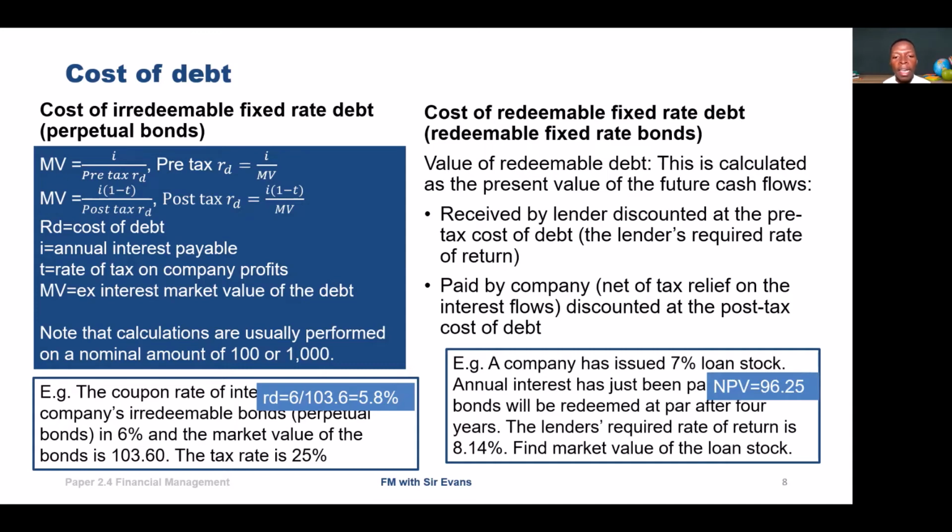So for the second example, as I mentioned, we are finding the present value of the various interests that are payable. So it is 7% loan stock, so the interest there is 7%. We find the interest over that particular 4 years, and then you are going to discount it at the 8.14%, using that as a discount factor. So at the end of the period, you realize that the net present value becomes 96.25.